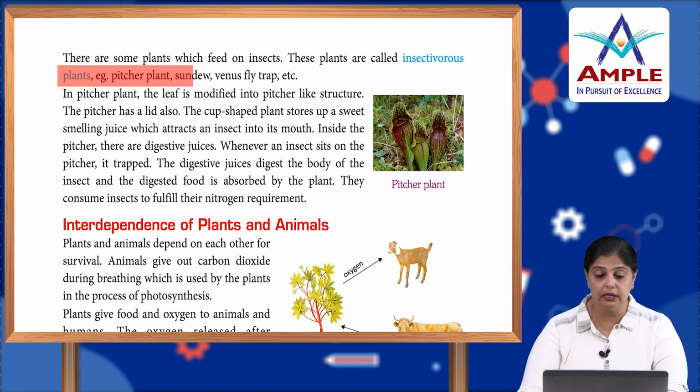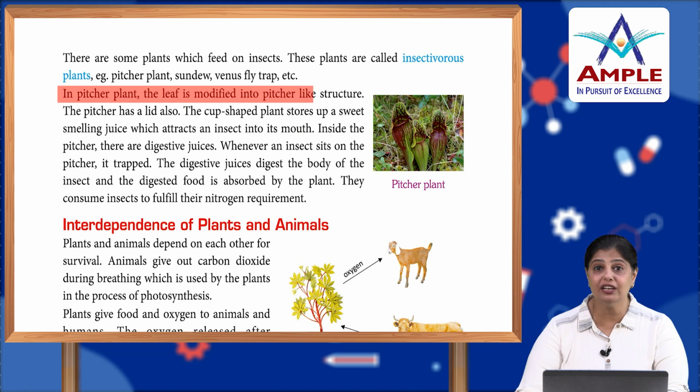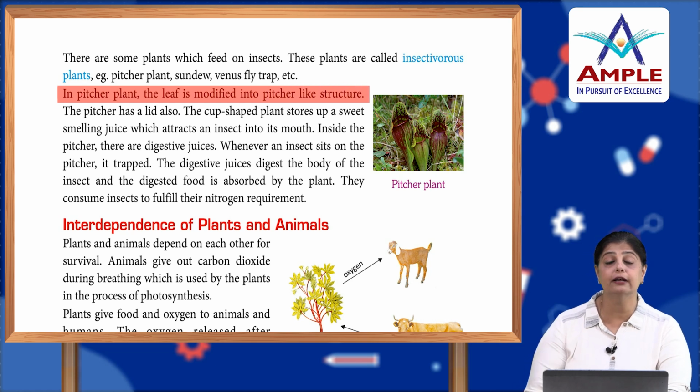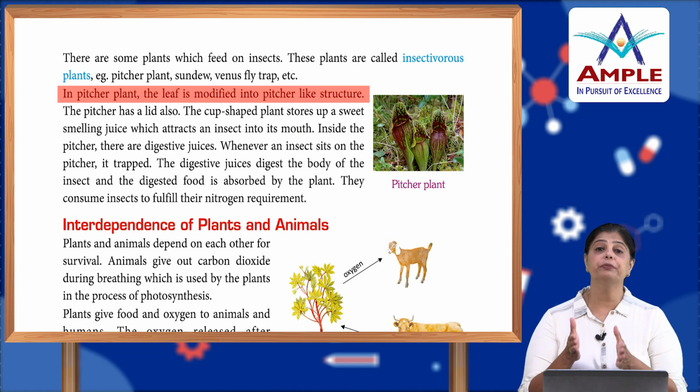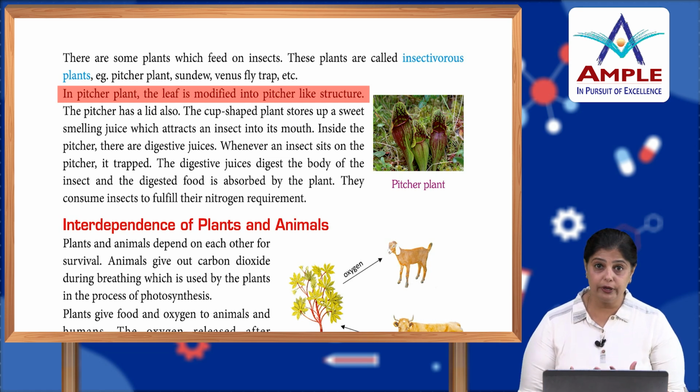Example, the pitcher plant, the sundew, the Venus flytrap. So in the name itself, you know that it traps the insects inside them and they feed on these insects. Now in pitcher plant, the leaf is modified into a pitcher-like structure. So it looks like a pitcher, like the jar that is there. A pitcher means a jar. So if you look at the plant, it looks like a jar, so it has a pitcher-like structure.